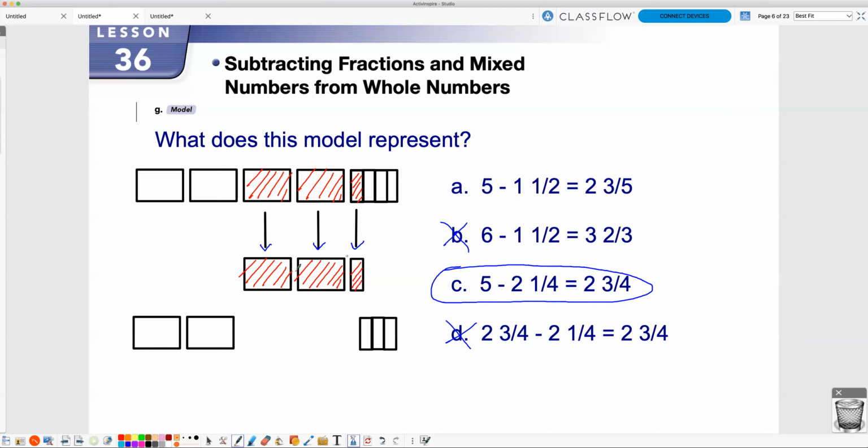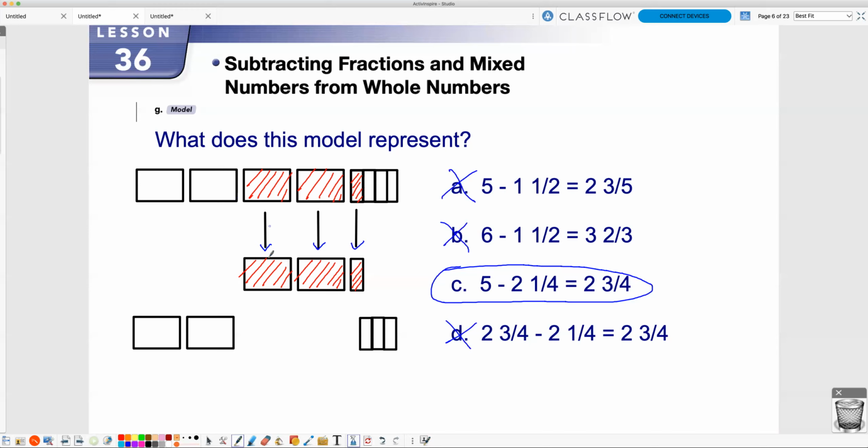You can see that this one is more than 1.5. This is actually 2 1/4. It's not even 1 hole. It's 2 holes, so it's not going to be that one either. So if you chose C, you chose wisely.